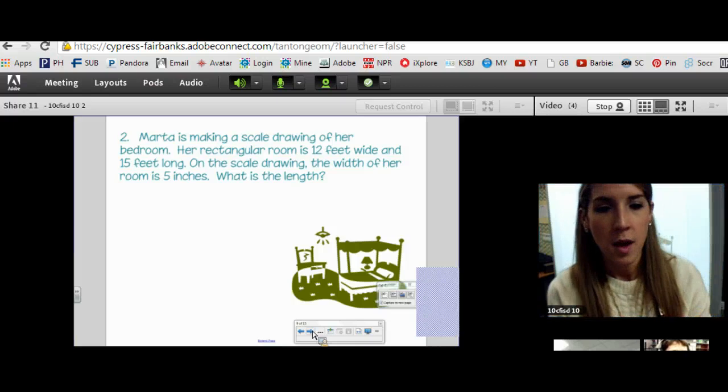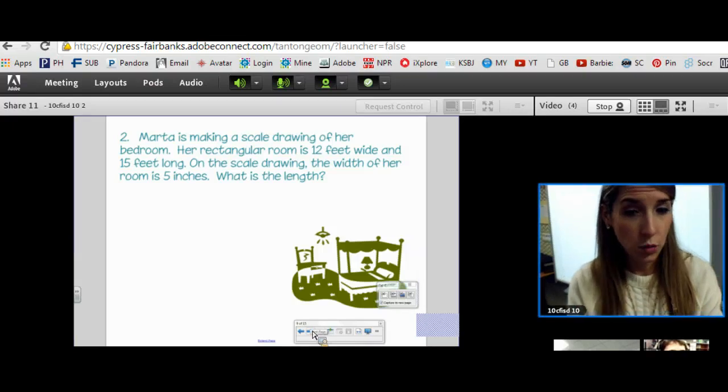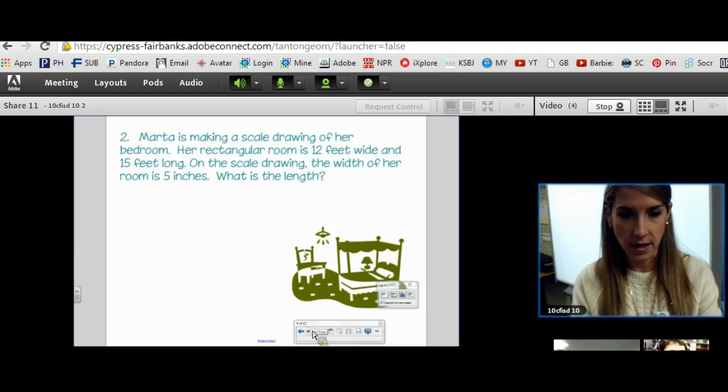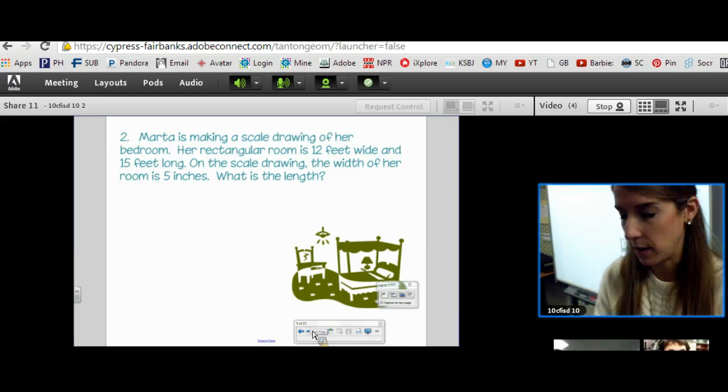Number 2. Marta is making a scale drawing of her bedroom. Her rectangular room is 12 feet by 15 feet. On the scale, the width of her room is 5 inches. What is the length? So same problem, different situation.